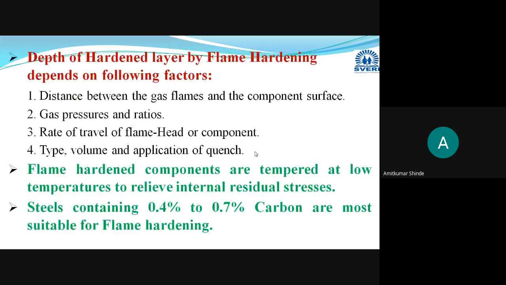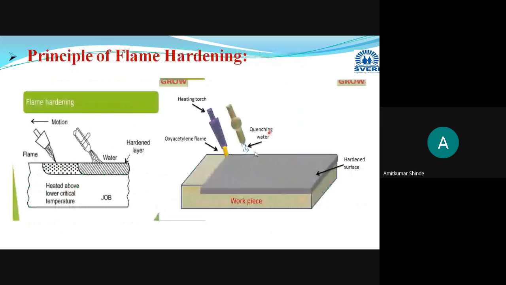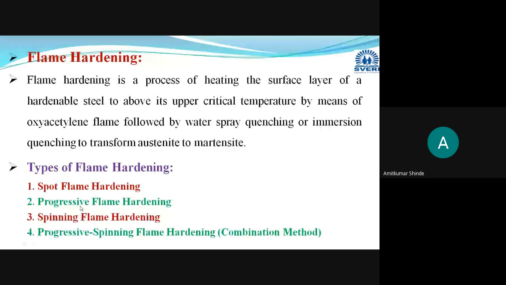Okay, in this way these are the four types of flame hardening, depending on the nature of the workpiece, heating source and cooling source: spot flame hardening, progressive flame hardening, spinning flame hardening, and progressive spinning flame hardening. I will explain it again. In spot flame hardening, a specific spot is heated with the oxyacetylene flame, and it is cooled with the help of a water spray.